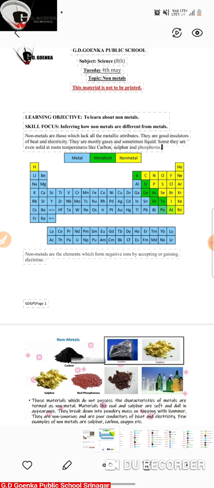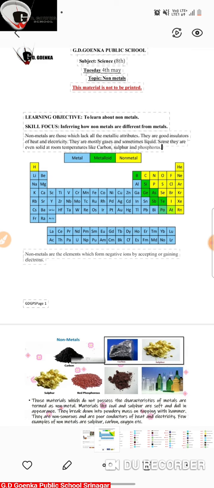We can say that in the periodic table, there are 22 non-metals, of which 11 are gases, 1 is a liquid and 10 are solids. As you can see, bromine occurs in the liquid state, and hydrogen, nitrogen, oxygen, chlorine are all found in gaseous form. But carbon, sulfur, phosphorus, iodine, etc., are all solid non-metals.